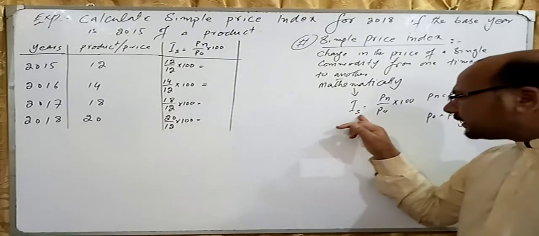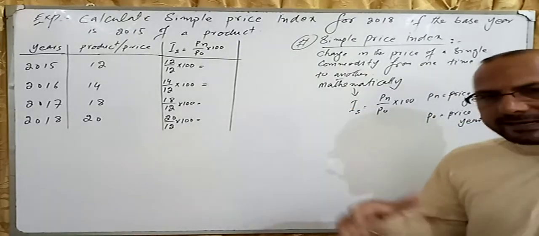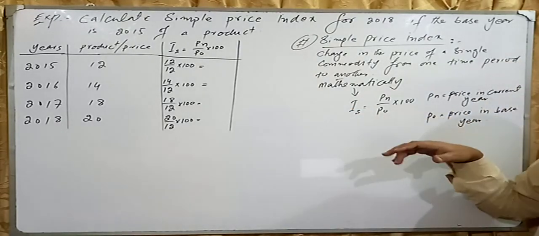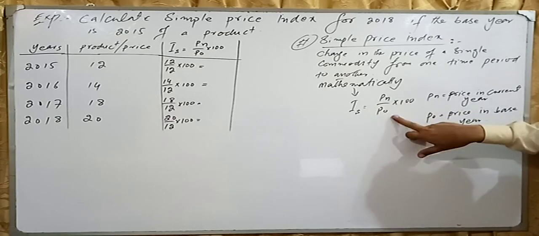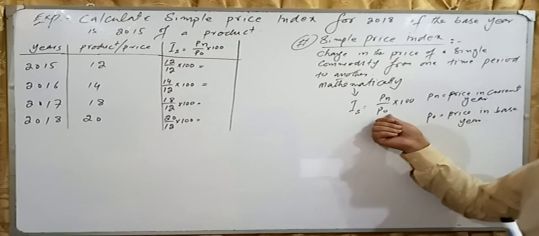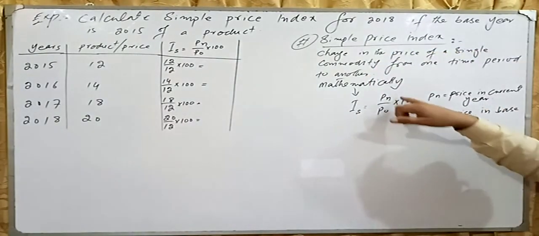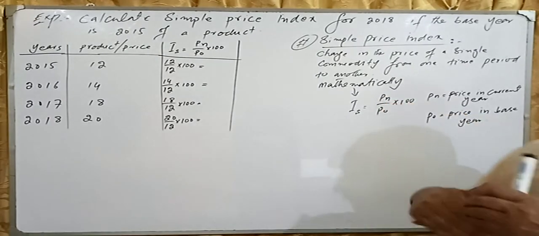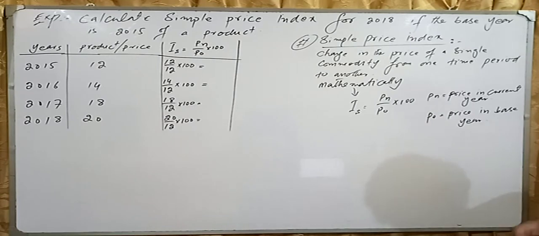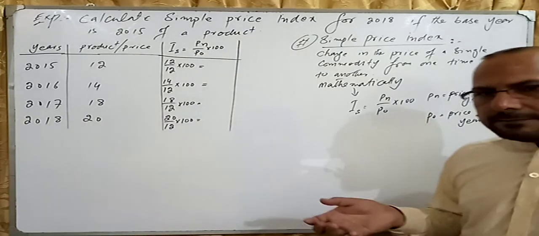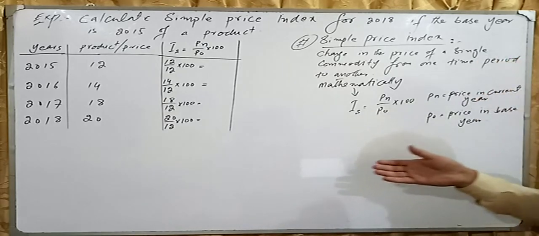It is written in subscript form. S is used for simple, and I represents index number. The formula is Pn over P naught multiplied by 100. You can call it P0 or you can call it P naught. Pn, where n is a variable, will vary from year to year. For example, for the first year it will become P1, for the second year P2, for the third year P3, and so on.